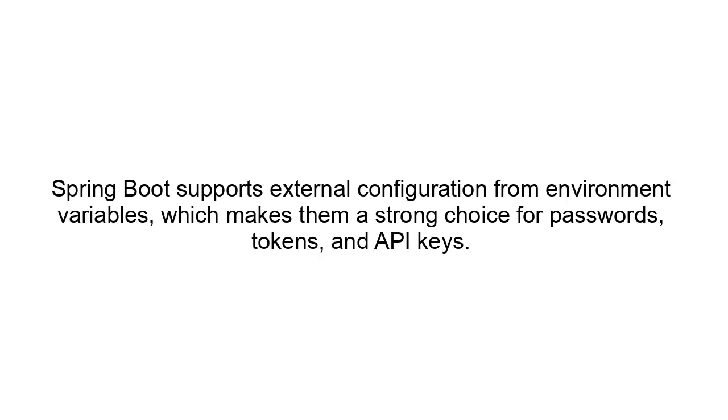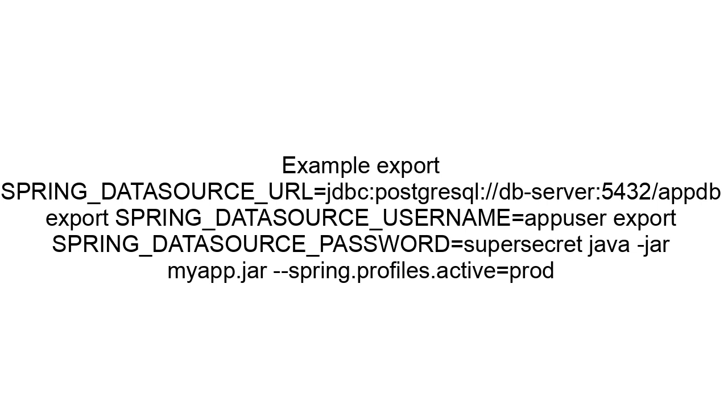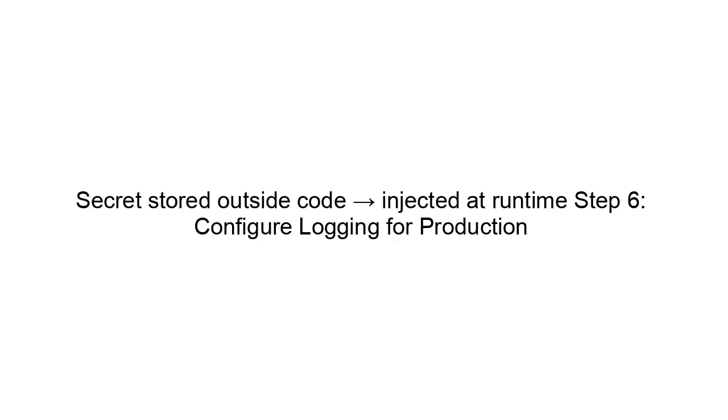Step 5. Use environment variables for secrets. Spring Boot supports external configuration from environment variables, which makes them a strong choice for passwords, tokens, and API keys. Example: export SPRING_DATASOURCE_URL=jdbc:postgresql://db-server:5432/appdb, export SPRING_DATASOURCE_USERNAME=app-user, export SPRING_DATASOURCE_PASSWORD=super-secret, java -jar myapp.jar --spring.profiles.active=prod. Example concept: secret stored outside code, injected at runtime.